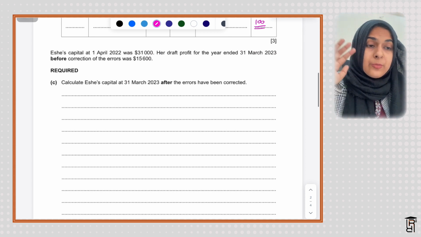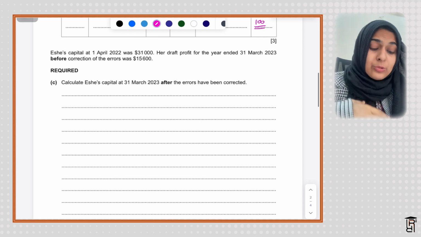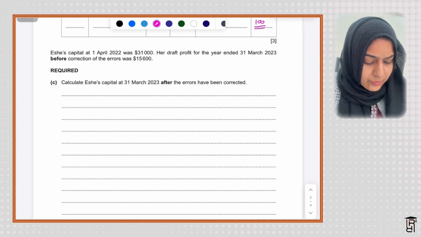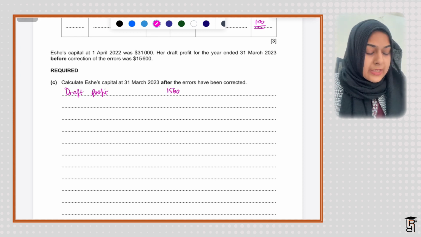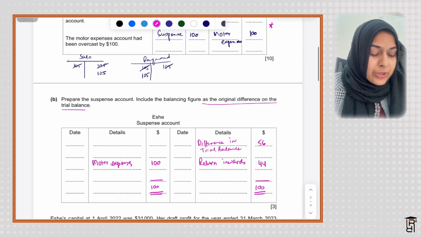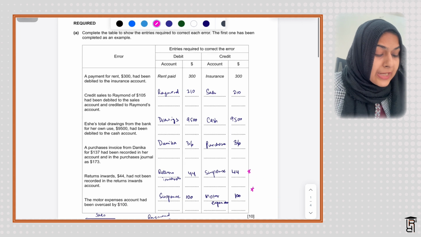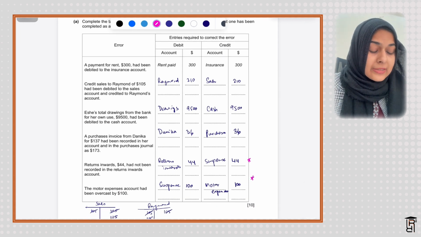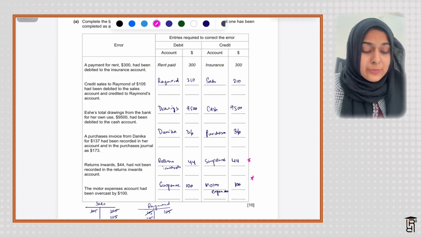I'll come back to it, but now to find out closing capital, you will have to apply the formula: capital at start add profit for the year less drawings is equal to capital at end. But first I need to correct the profit for the year. So 15,600, I'll start with the wrong profit. So I'll write here draft profit. Now I need to see which entries are going to actually affect the profit. Whenever you're correcting the entries, how they are going to affect the profit.